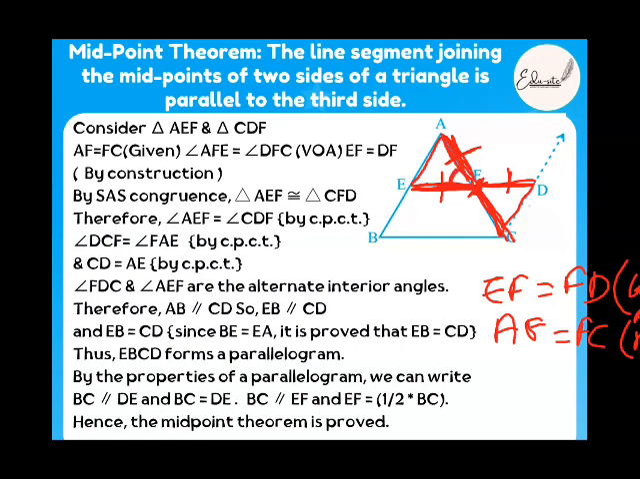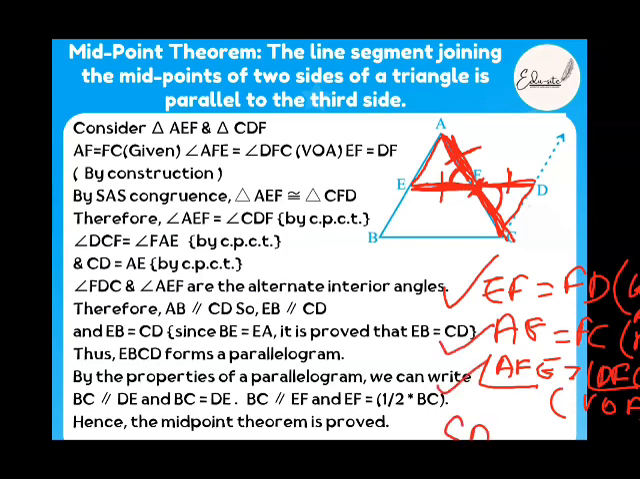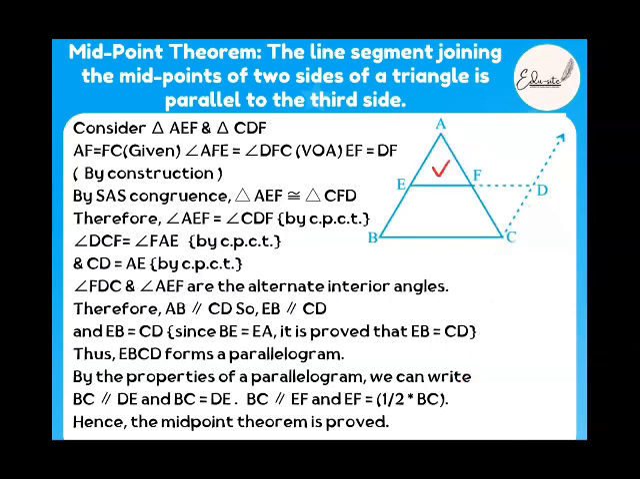Which angle can we prove here? Vertically opposite angles are equal. Yes, correct. Angle AFE equals angle DFC, because vertically opposite angles are equal. So, according to the SAS congruency rule, we have proven that the two triangles are congruent, right, Laiba? If these two triangles are congruent, then what else comes into the picture? DC is equal to EA, right? Why is DC equal to EA?